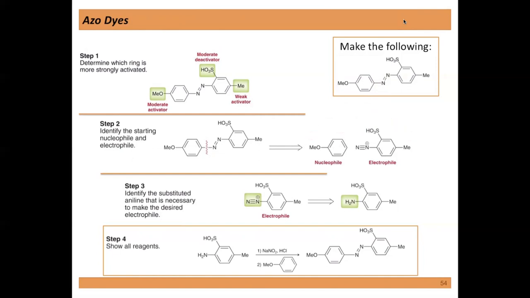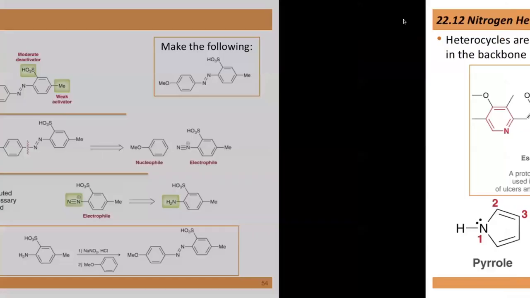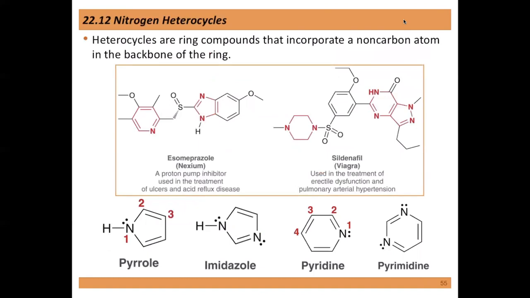And so the synthesis we'd undergo is we'd need to start with this molecule right here and convert it into a diazonium using the typical reagents, sodium nitrite and HCl. And then in the second step, we would throw in our group that has the electron donating group on it. And ta-da, we've got an azo dye. So that's where we're going to end this section 22.12.